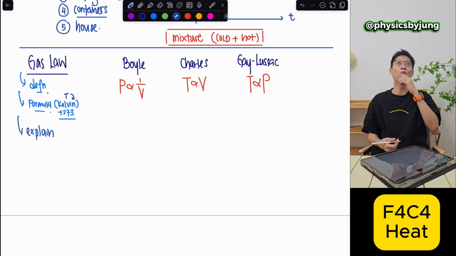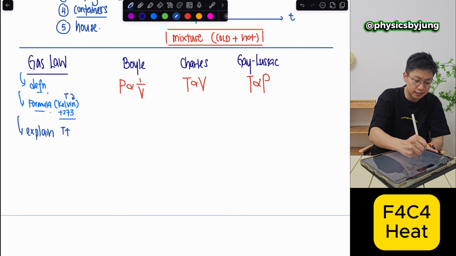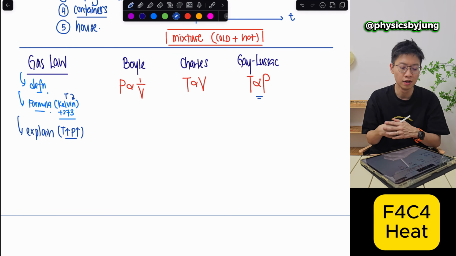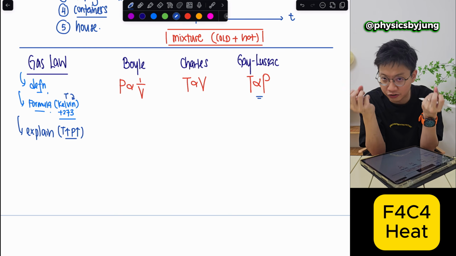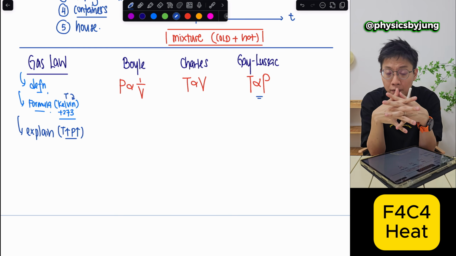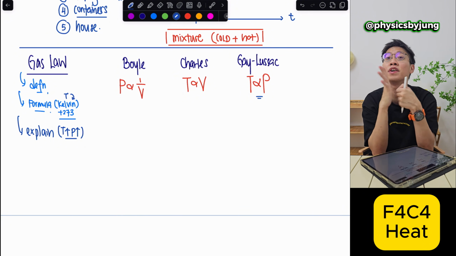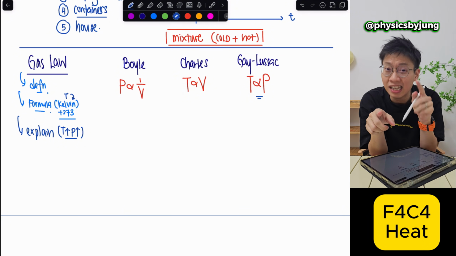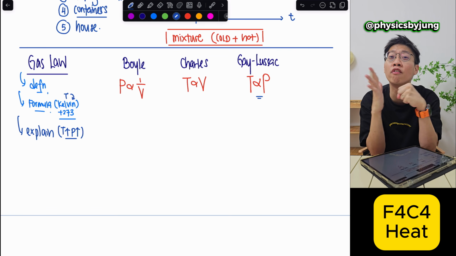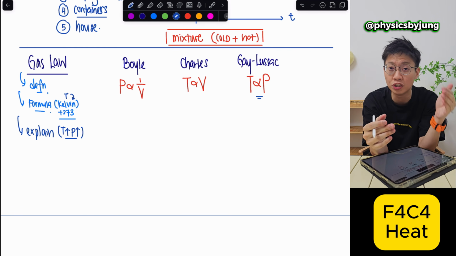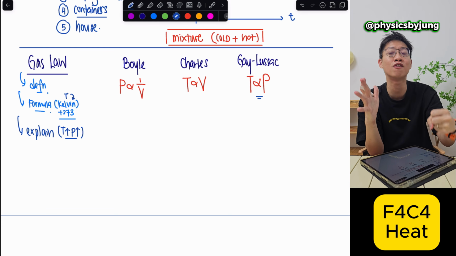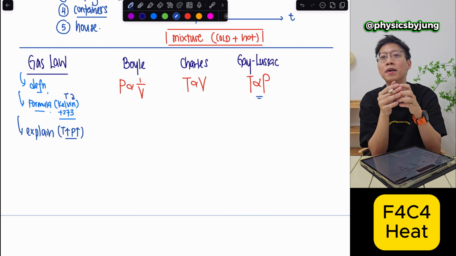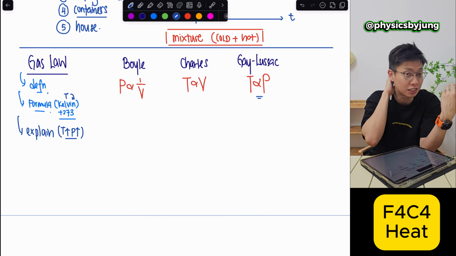You have to know why, when temperature increases, the pressure increases. This is our Gay-Lussac law. For example, you have to say when temperature increases, the average kinetic energy increases, because temperature and kinetic energy are directly proportional. Then the kinetic energy causes the frequency of collision between the gas molecules and the wall of the container to increase. So you have to say the collision between who and who increases, causing more impulsive force to act on the wall, so the pressure will increase. So you have to be able to explain it as well.